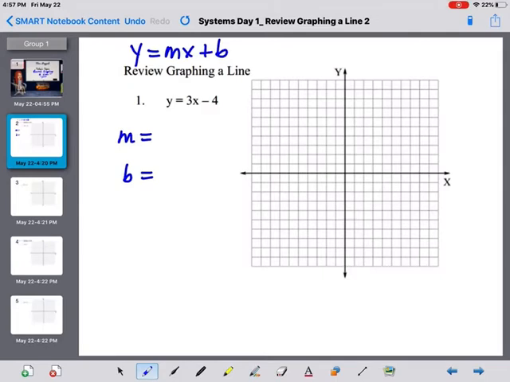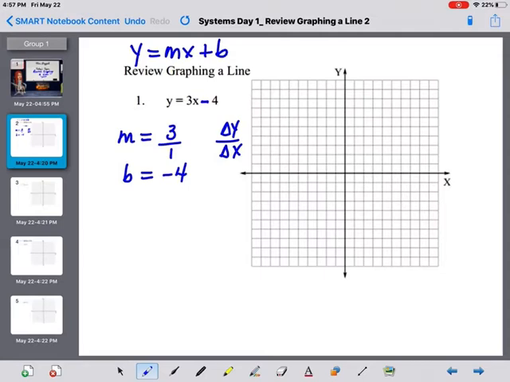Remember, the slope is in front of the x, the coefficient of x. So that's 3, and we always want to make the slope a fraction because we need to know the change in y and the change in x. And our y-intercept is the constant at the end, which in this case is a negative 4. So if that number following the x term is negative, don't forget to bring down that negative for the y-intercept.